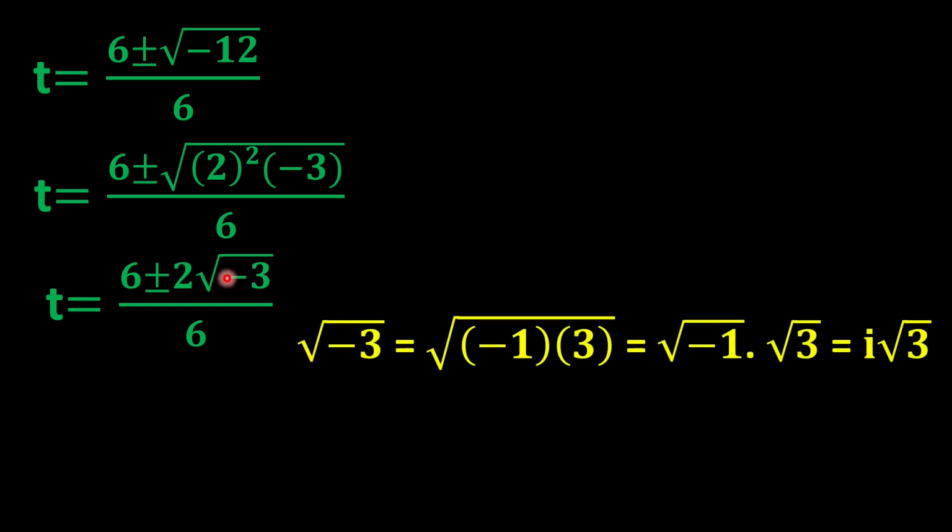And now look at this minus 3. We can write under root minus 3 as iota under root 3. Why? Because we can write under root minus 3 as under root minus 1 times under root 3, and this under root minus 1 is equal to iota. It is a mathematical formula: under root minus 1 equal to iota. So overall we can write iota under root 3 in place of under root minus 3, and overall divided by 6.